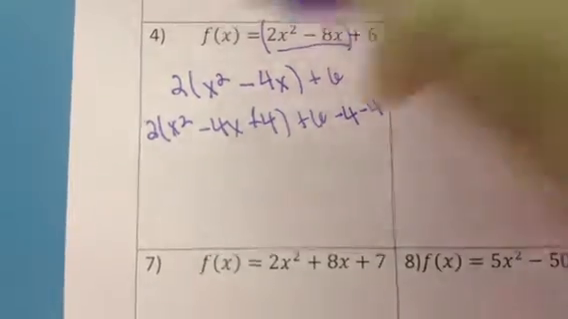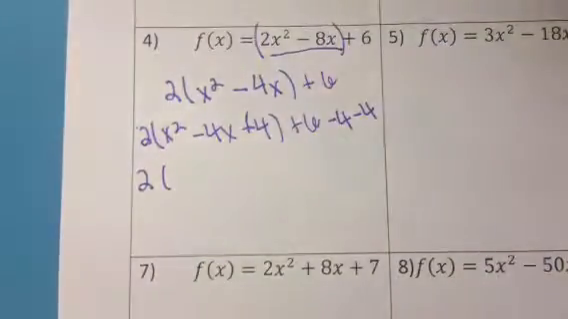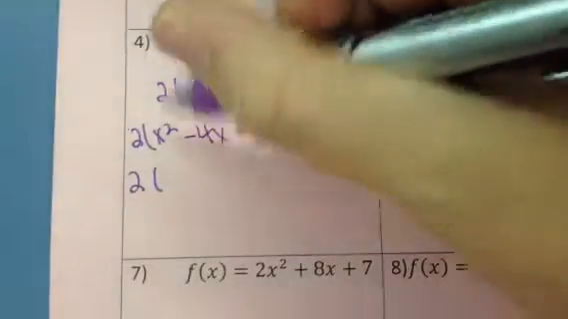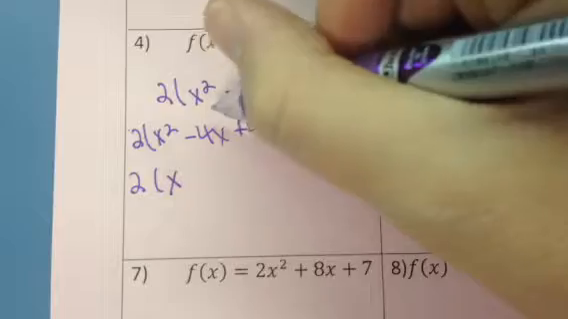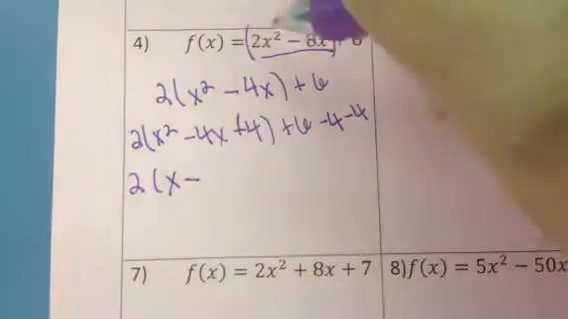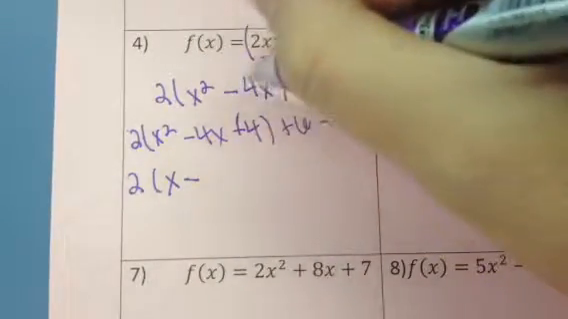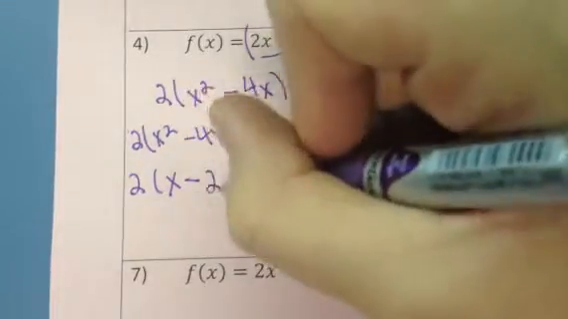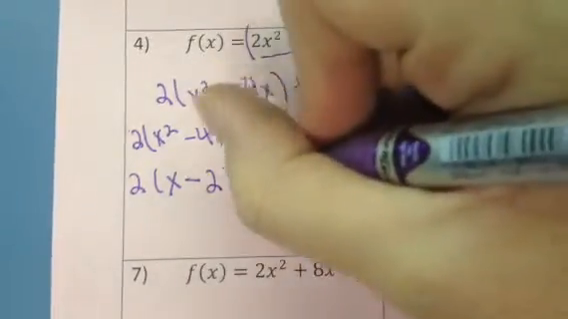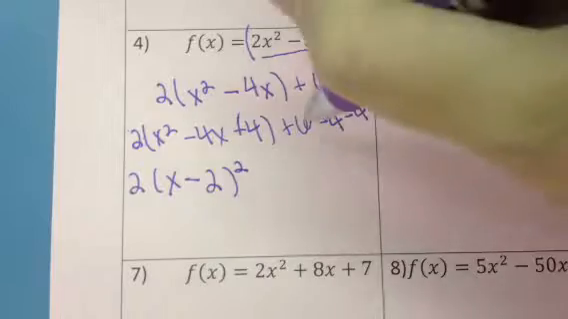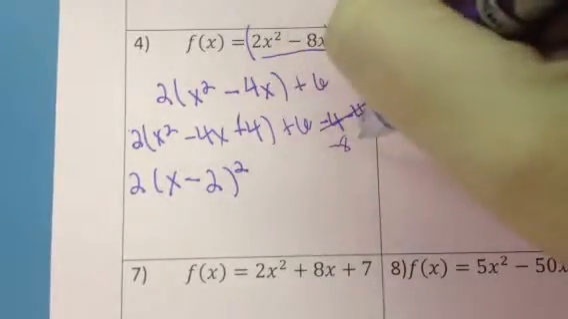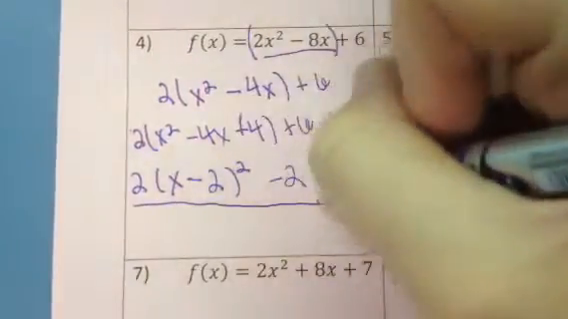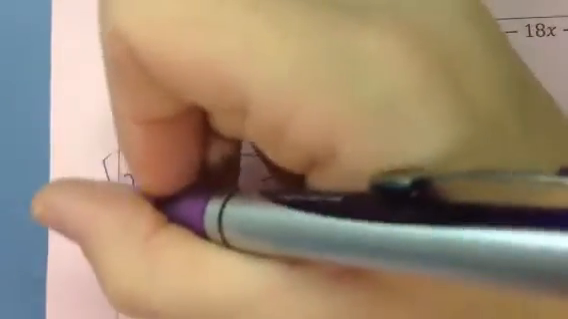The next thing I'm going to do is keep my 2, factor what's inside just like last time: square root of the first term, square root of x squared is x, the sign of the second term, so if that's subtraction, this is subtraction, the square root of the third term, the square root of 4 is 2. I put that in parentheses, squared. And then 6 minus 4 minus 4, or 6 minus 8, is negative 2. So I still just simplify. And this is my vertex form. Oops, f of x equals.